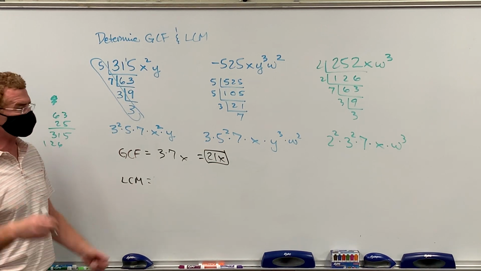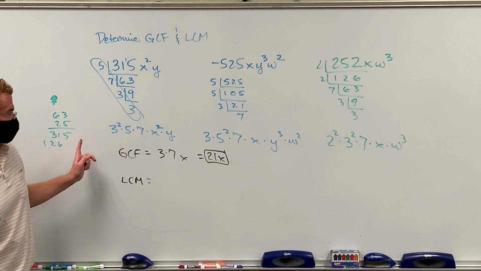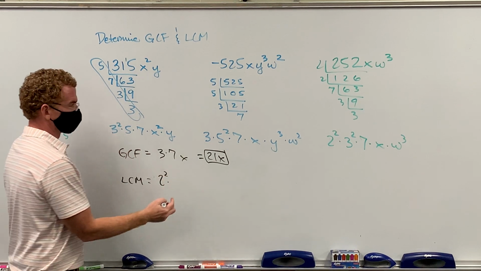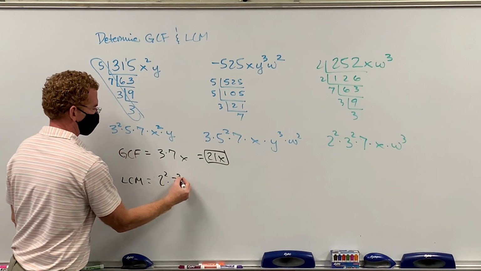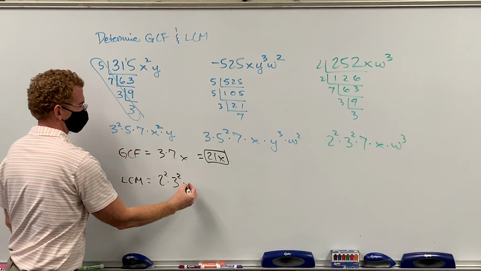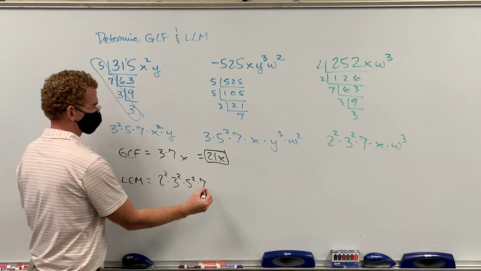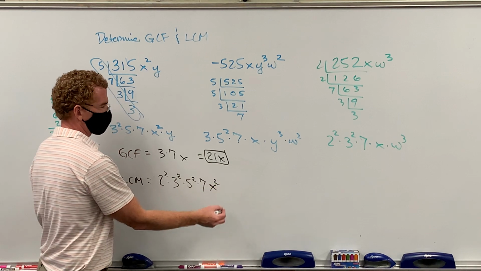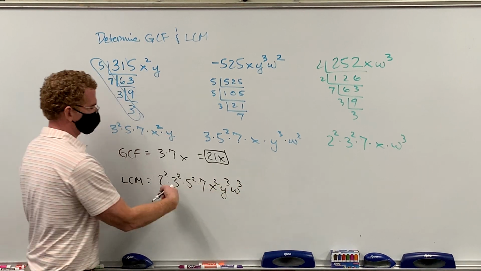And then for LCM, what happens? Most number of 2's, 4. Most number of 3's, still 3 squared. Most number of 5's, still 5 squared. Most number of 7's, just 1, still a 7. Most number of x's, 2, and y's cubed, and w's cubed. So this changed a little bit.